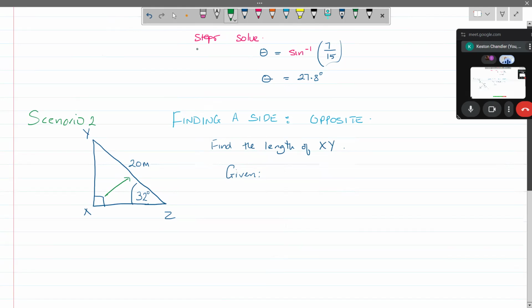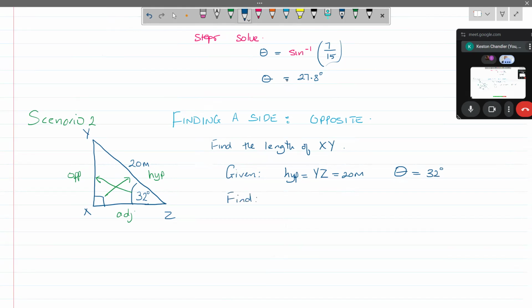So, across from the 90-degree angle is our hypotenuse. Across from the acute angle is the opposite. Underneath here is the adjacent. After labeling the triangle, then I can write what I'm given. The hypotenuse is given, and that is the side YZ, and it's 20 meters long. I have the angle theta, which is 32 degrees. Next, I'm going to write what I have to find. I have to find XY, which is my opposite.